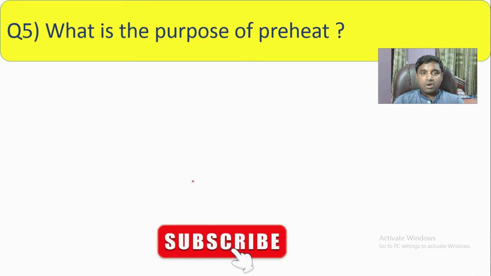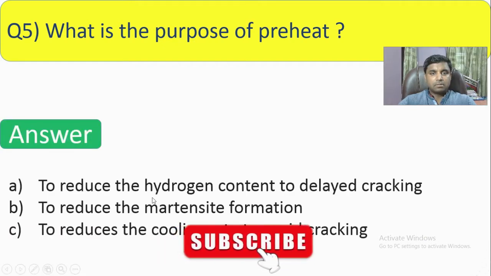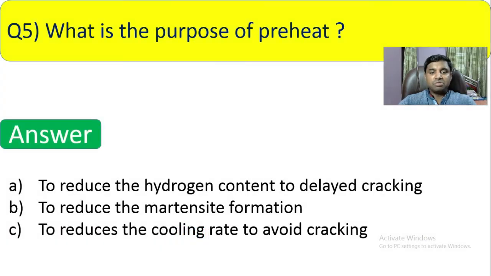Question number 5, what is the purpose of preheat? To reduce the hydrogen content to delay cracking, to reduce the martensite formation, and the last one is to reduce the cooling rate to avoid cracking. So first is to reduce the hydrogen content. Sometimes in the welding joint, hydrogen content may be there in the material. So to reduce that hydrogen content and delay cracking, we use preheat.